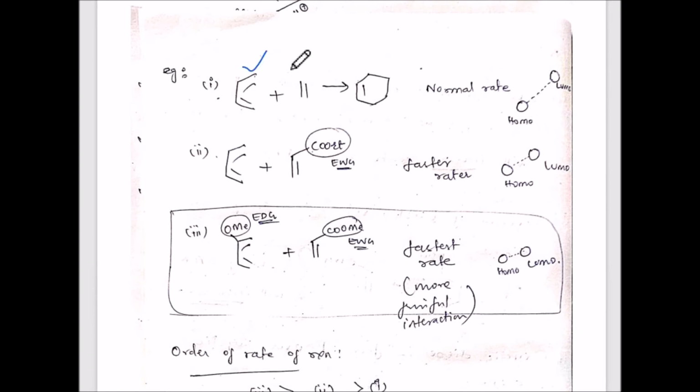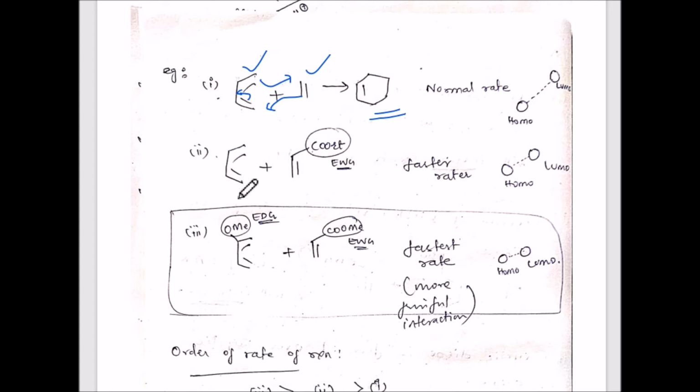You see here, you have the diene and the dienophile. There are no substituents, no electron donating or electron withdrawing group, nothing is there, so just the cycloaddition takes place. You have the cyclohexene formed over here, and it occurs at a normal rate. You see the HOMO-LUMO gap is large, so not much favorable, but it occurs at a normal speed. That's it.